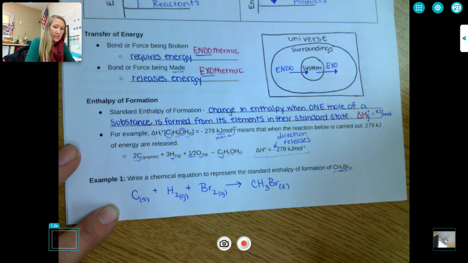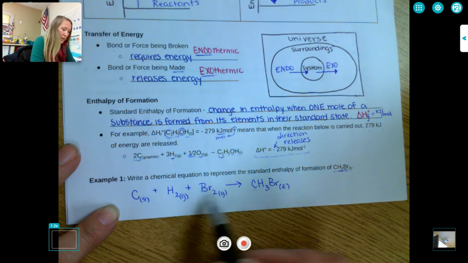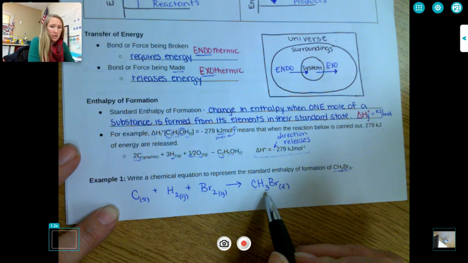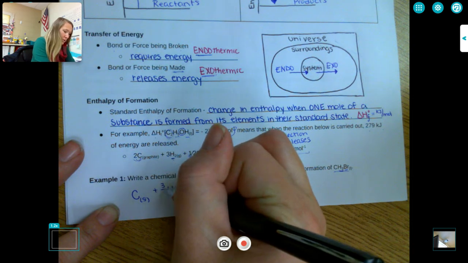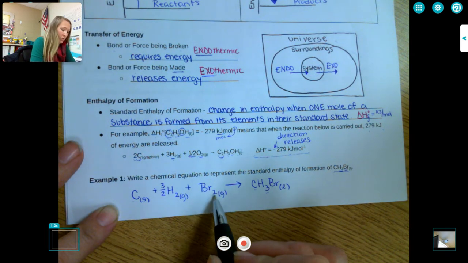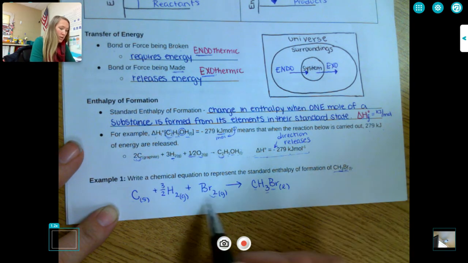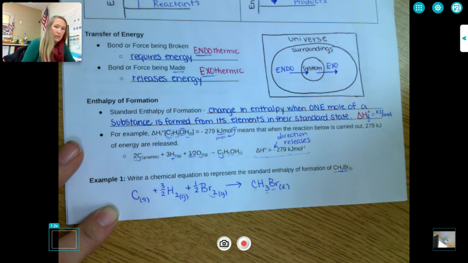So we need to balance this. 1 carbon here, 1 carbon here, 2 hydrogens here, 3 here. So I turn 2 into 3. I multiply by 1.5, which we can write as 3/2, or you could write 1.5. Doesn't matter to me which way you write it. Then we've got bromine. We've got 2 bromines here, 1 here. Turning 2 into 1 means that I multiply it by 1/2. And that would be my standard enthalpy of formation.